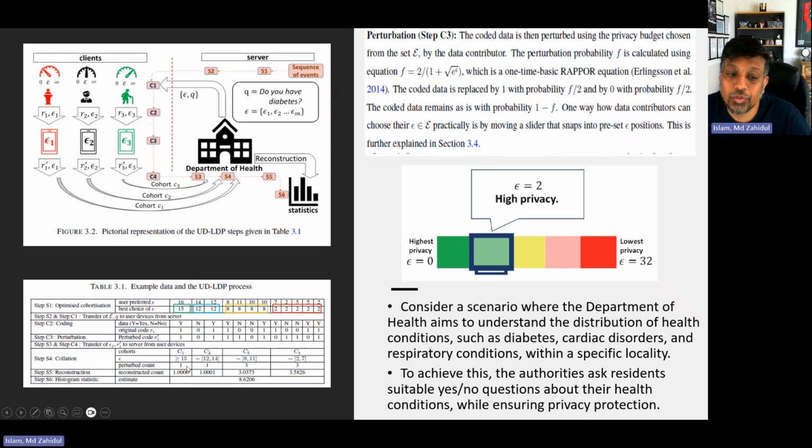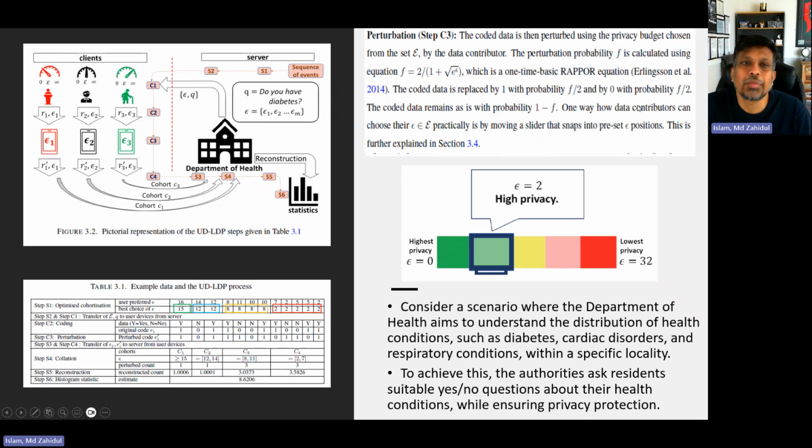Note that regardless of the original coded value, whether you have 1 or 0, it will be replaced by 1 regardless of your original value. So that's completely random, right? There is no connection to the original value. It can be changed to 1 and to 0 with probability f by 2, which is 1 by 2, which is 0.5. So if epsilon is 0, then there is a 50% chance that whatever your original coded response is, it will be changed to 1, and a 50% chance that it will be changed to 0.